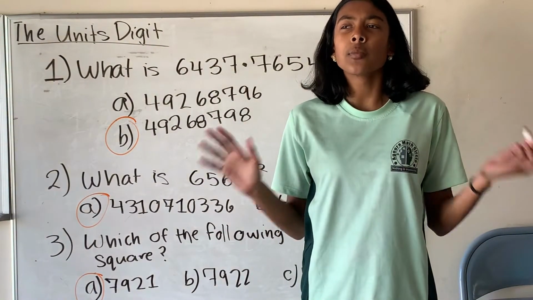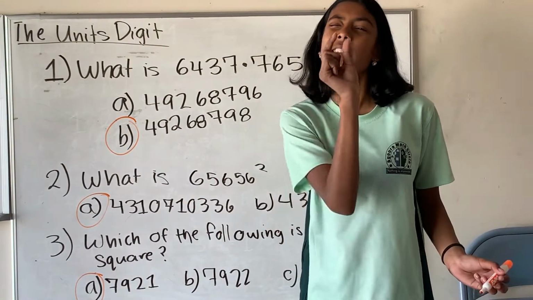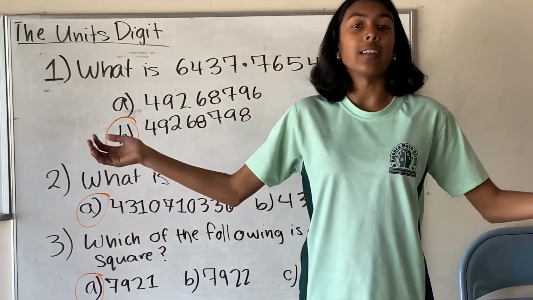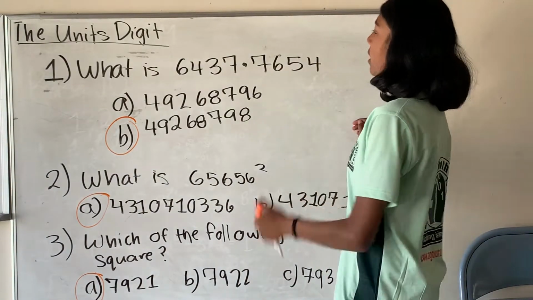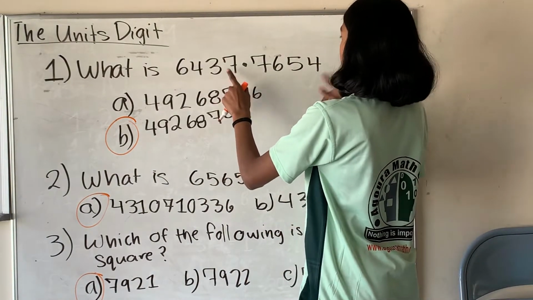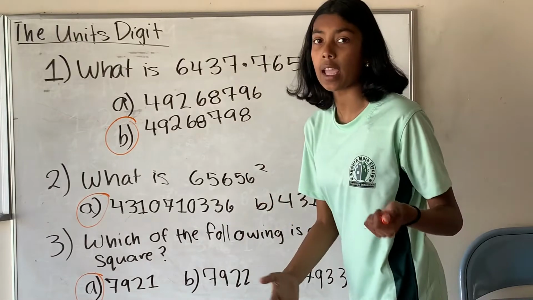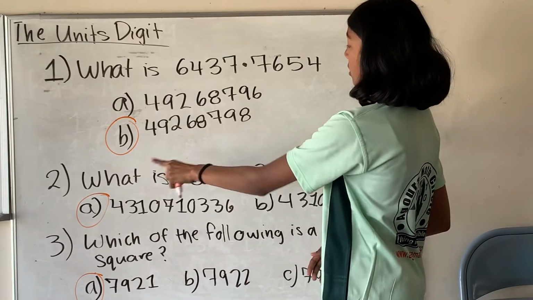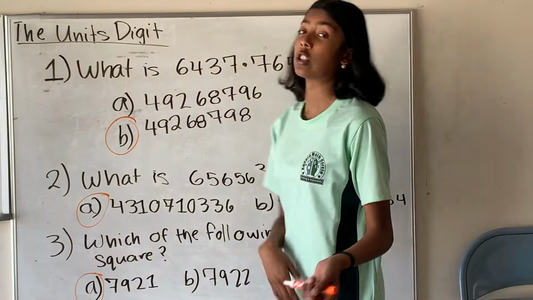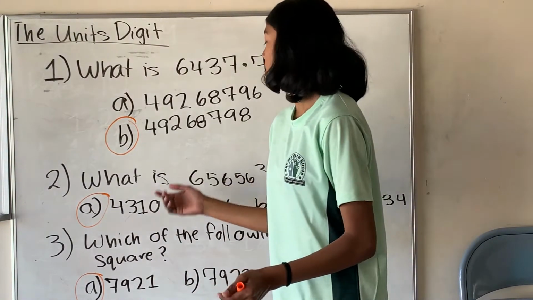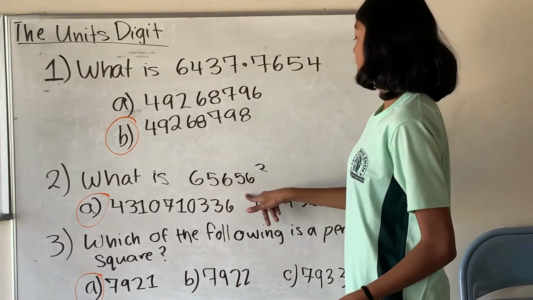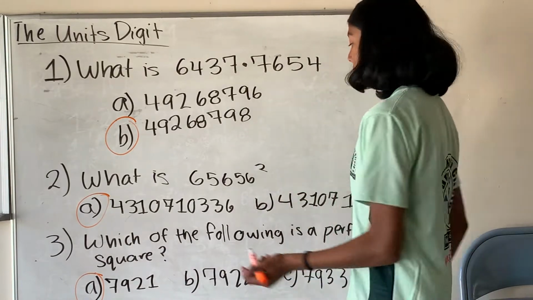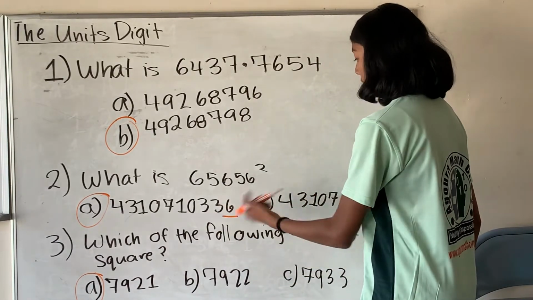So you might be wondering, how is such an insignificant number super good? Well, here's why. If you look at the units digit of these two and multiply them, you get 28. And the last digit, if this is 8 and this is 6, therefore our answer is B for the first one. For the second one, what is this squared? Well, 6 squared is 36. And so this ends in a 6, therefore that is our answer.